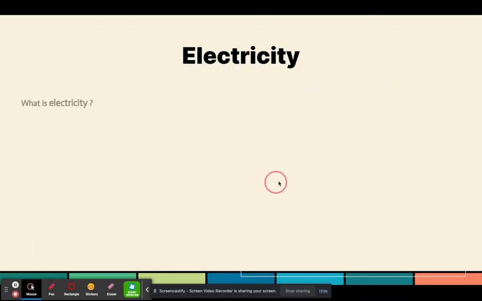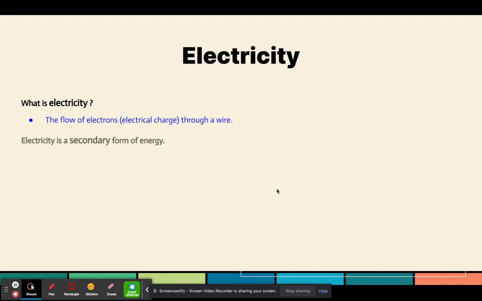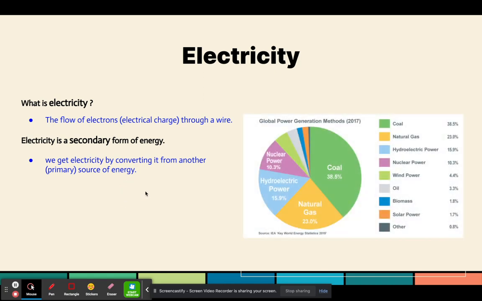So let's talk about electricity. I'm going to give you a very quick overview. What is it? It's just electrons that are flowing through a wire. We call it a secondary form of energy because we have to use a different source of energy to make the electricity. This is what we mostly use. You might think, oh, what about lightning? Yeah, we really don't catch that much lightning and store it and reuse it as electricity. I mean, technically we could, but it's really hard to store lightning.